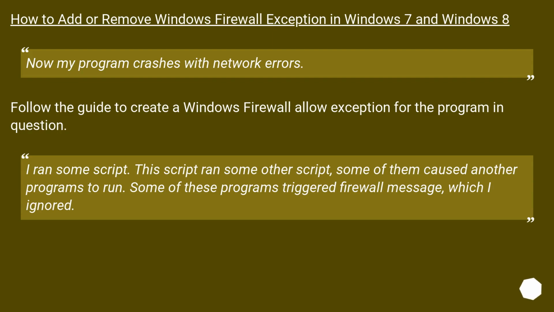How to add or remove a Windows Firewall exception in Windows 7 and Windows 8. Now my program crashes with network errors. Follow the guide to create a Windows Firewall allow exception for the program in question. I ran some script.